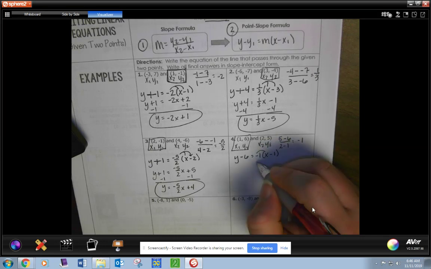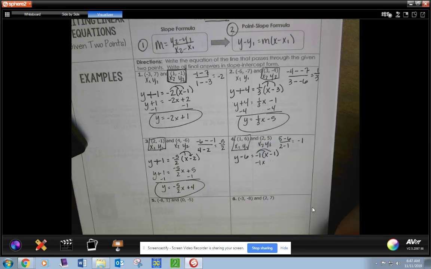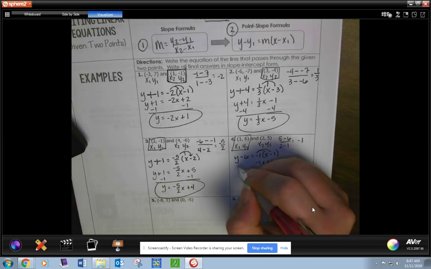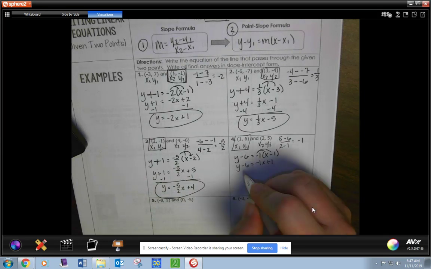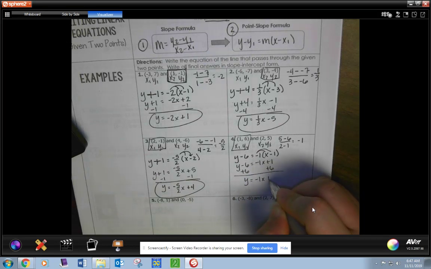So negative 1 times x is negative 1x. Negative 1 times negative 1 is positive 1. I bring down y minus 6 equals. And to get the y by itself, I have to add 6. That gives me y equals negative 1x plus 7.